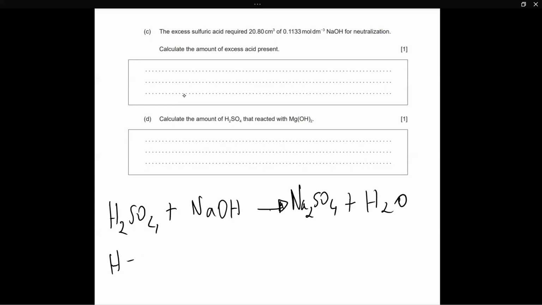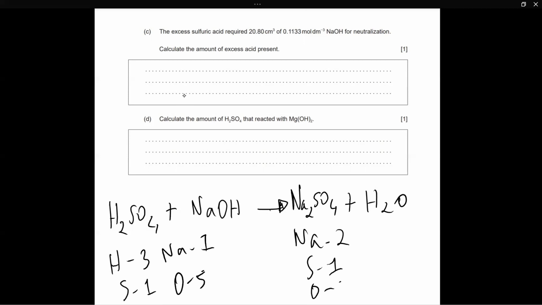How many hydrogens do we have on this side? We have 3 hydrogens. What about sulfurs? We have 1 sulfur, we have 1 sodium, and we have 5 oxygens. Now, what about the products side? We have 2 sodiums, we have 1 sulfur, we have 5 oxygens, and we have 2 hydrogens. So we need to increase 1 hydrogen on the product side, and we need to increase 1 sodium on the reactant side. So the only way that we can increase 1 sodium is to put a 2 over here.